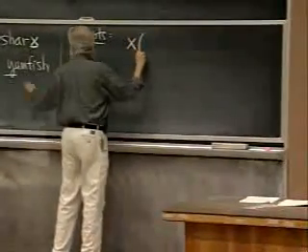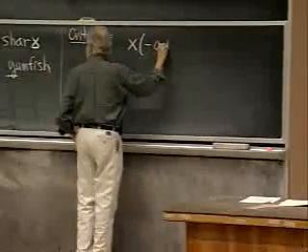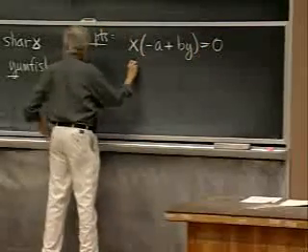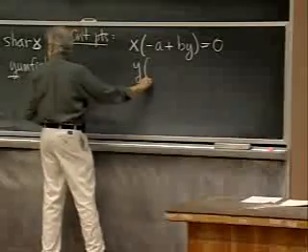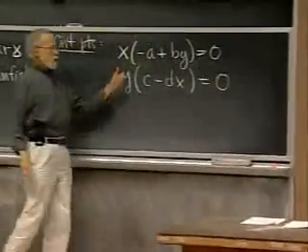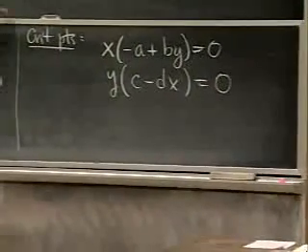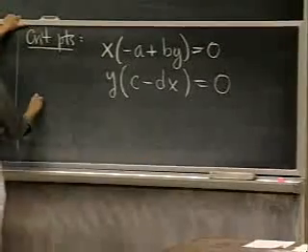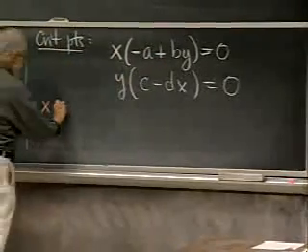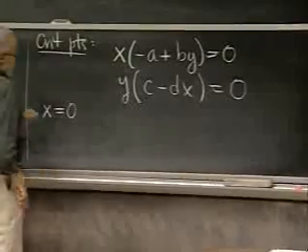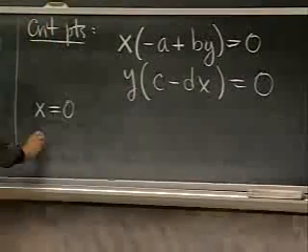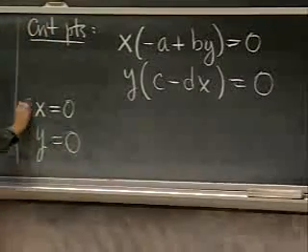So the first equation I'm going to write down is x times (minus a plus by) equals 0. And I assume you know why I'm writing that down. And the other equation will be y times (c minus dx) is 0. Those are the simultaneous equations I have to solve to find the critical points. Okay, so if the product of these is 0, either x is 0 or the other factor is. So if x is 0, then from the second equation, y has to be 0 also. So that's one critical point.